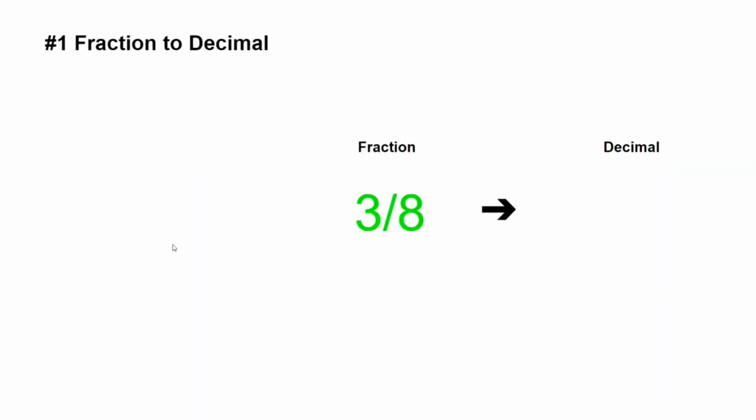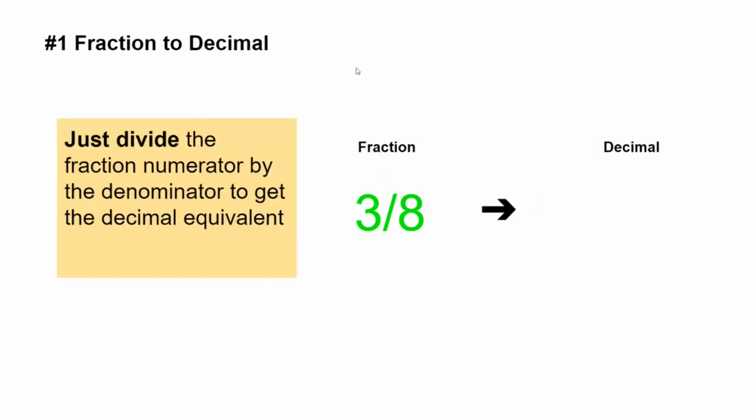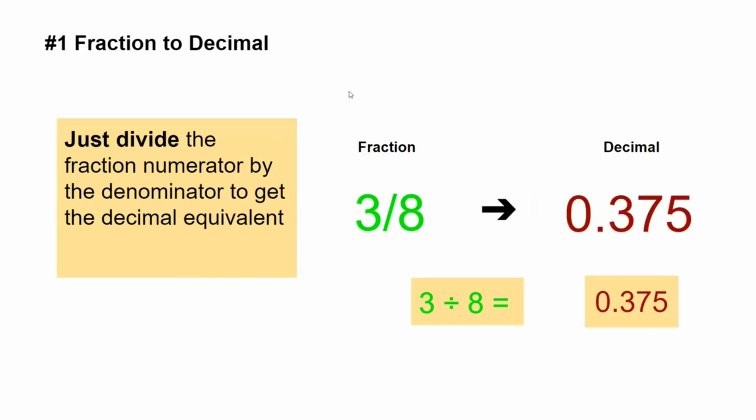Here's the first conversion we want to do, which is from a fraction to a decimal. We want to convert 3/8 to a decimal. How do we want to do that? Fortunately, this is pretty easy. You just divide. You divide the numerator by the denominator, and that is going to give you the decimal equivalent. So 3 divided by 8 equals 0.375, which equals our answer of 0.375. It's that easy. Just divide to turn a fraction into a decimal.